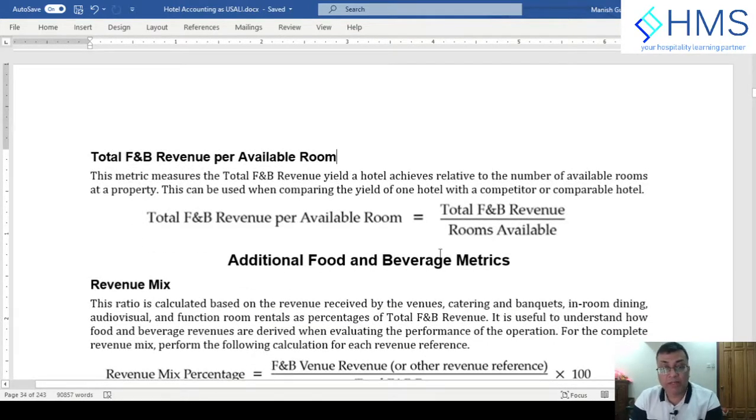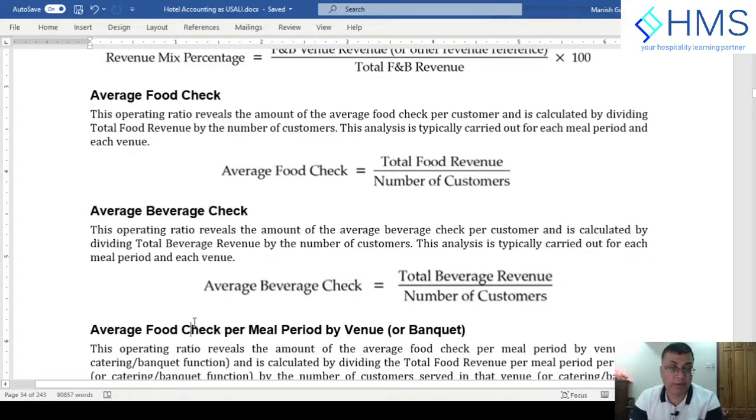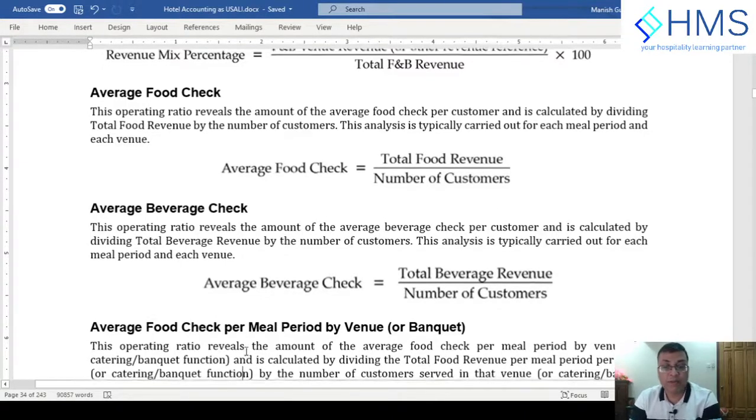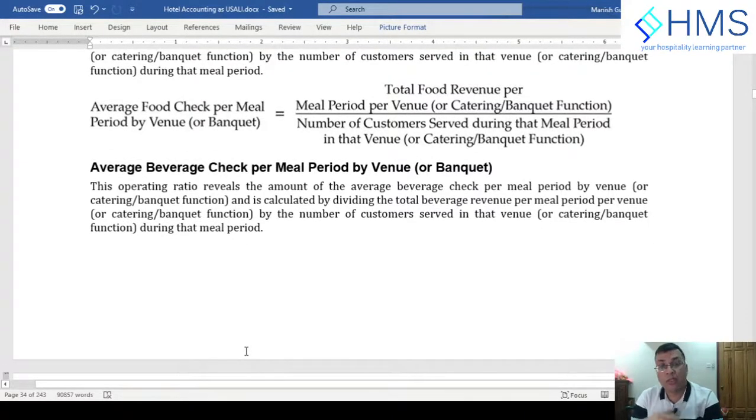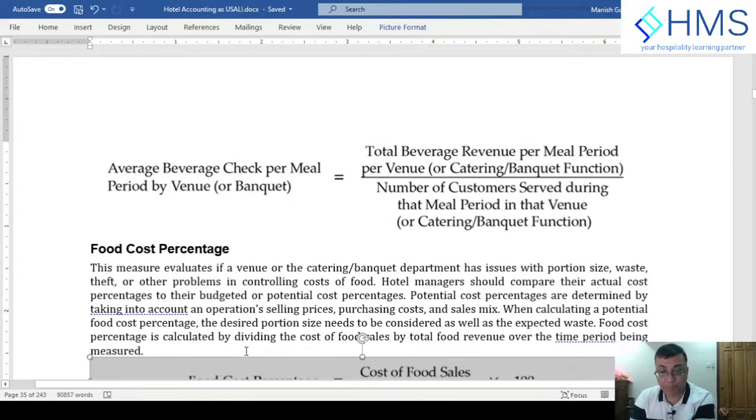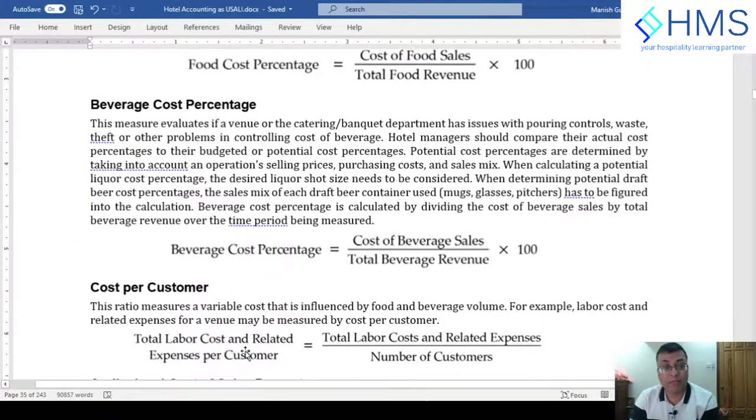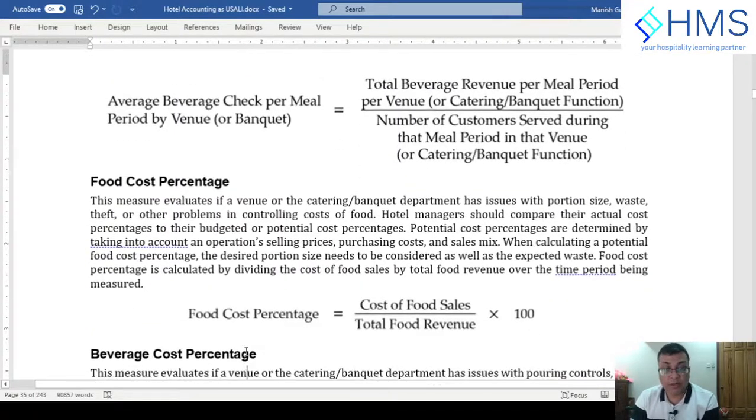Then you have some additional revenue mix. We have already seen the revenue mix and average food check, average beverage check, total food revenue divided by the total number of customers, and average food check per meal period, bar, per revenue. This we saw in our template.